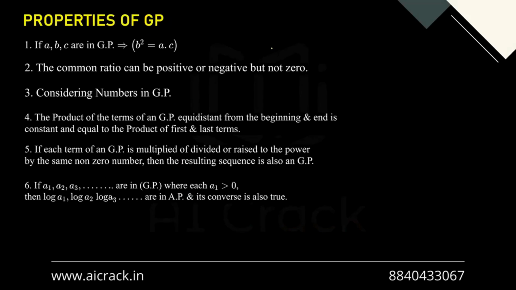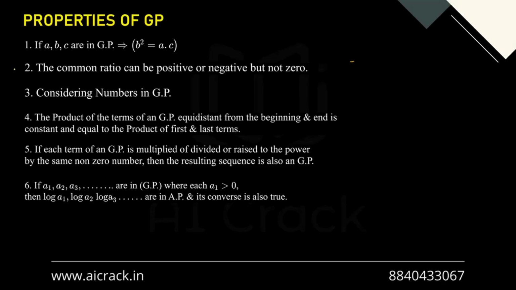Okay. Now let's talk about properties of GP. And these are more or less similar to AP only, but with slight differences. Okay. So the first property is if A, B, C are in GP, then B square equals AC. So we can simply say that when A, B, C are in GP, B by A equals C by B equals R, right? Common ratio. Now if we cross multiply them, we'll be getting B square equals AC. Simple.